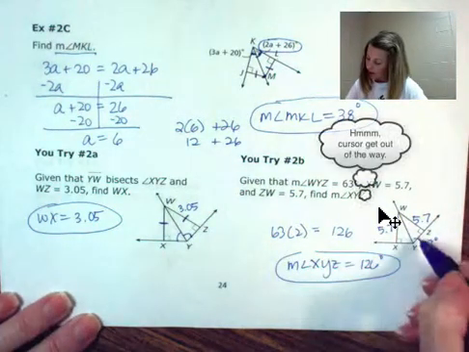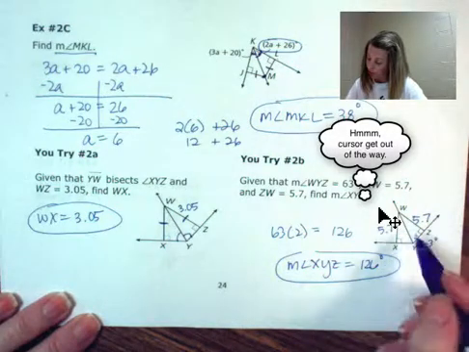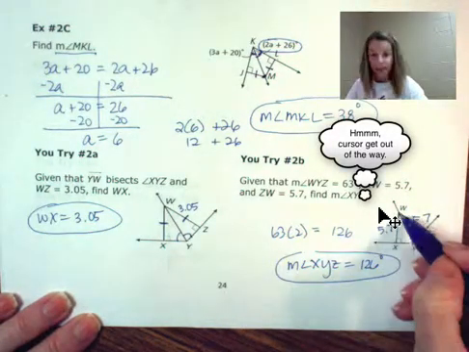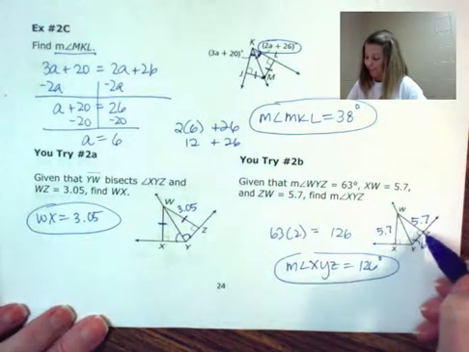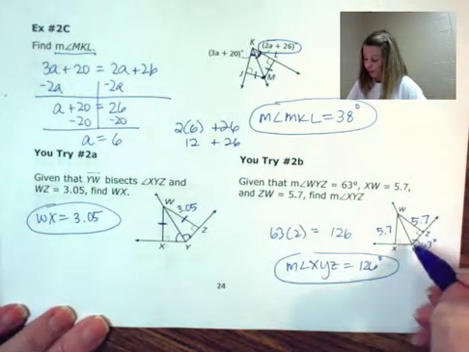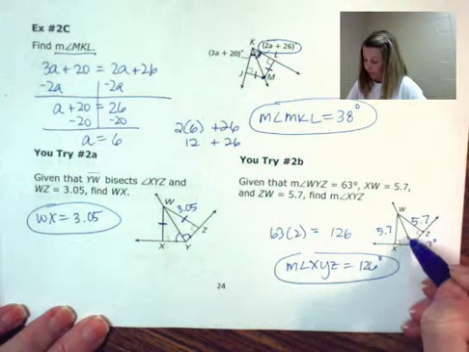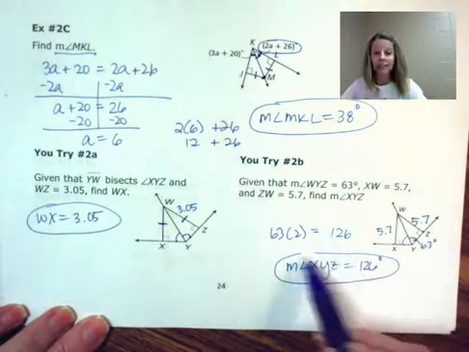Second one, I have labeled everything in the picture. Because these are equidistant from the angle itself, therefore the converse says that these angles are also congruent. So I just doubled my 63.